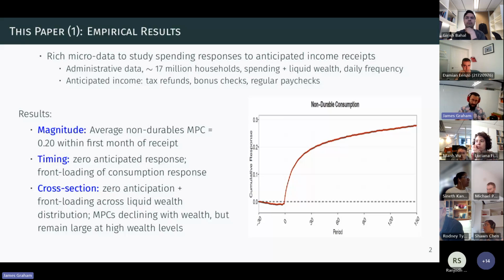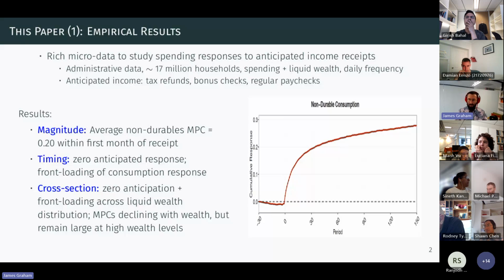So the main exercise we'll do makes use of tax refunds. This is all data for the US, by the way. But we'll also look at things like bonus checks and regular paychecks. And what we're going to find is something quite similar to that figure on the bottom right there, which is that household consumption behavior is going to be very non-smooth. So let me explain in more detail what I mean.